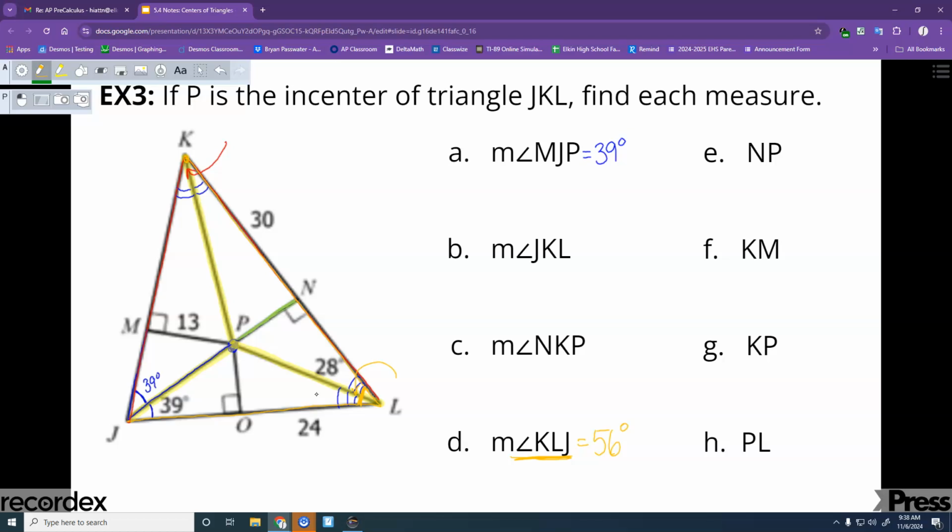Okay, so that makes it possible for us to go back and get JKL now. I have to remember something about a triangle. What do we know about the angles of a triangle? There's a certain rule about them. Specifically what they add up to. 180. So let's write that down.